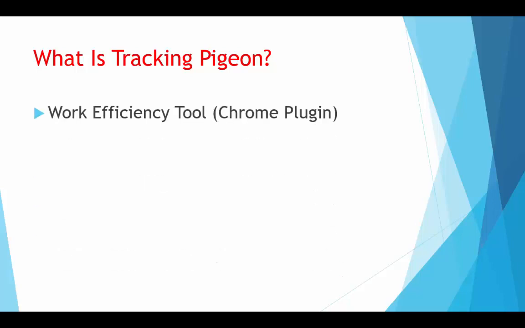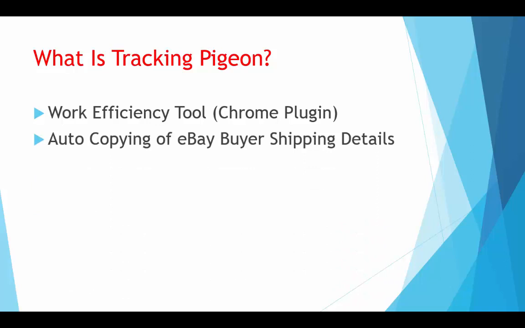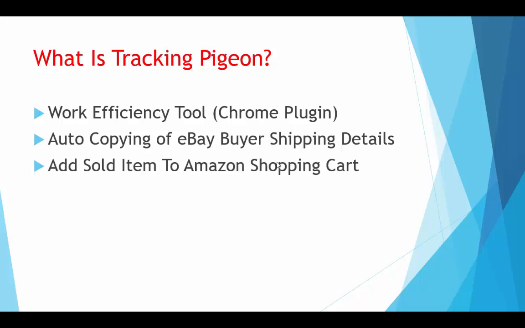Well, it is basically a Chrome plugin extension which you can install on your Chrome browser, and to me it's an efficiency tool that you need to have, especially if you're doing dropshipping from Amazon to eBay. I'm sure that you did a lot of copying and pasting of eBay buyer shipping information onto your Amazon address book. Well, this can be slightly automated, in a way which you can use this plugin to help you. And also, you can use this plugin to add sold items to your Amazon shopping cart directly.